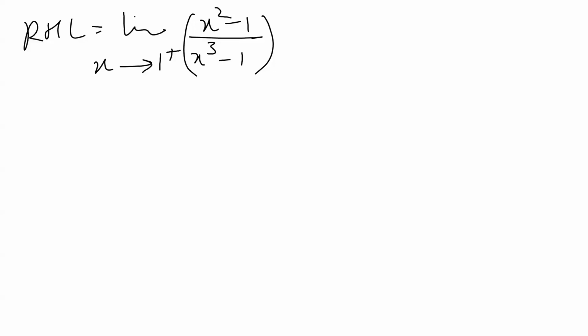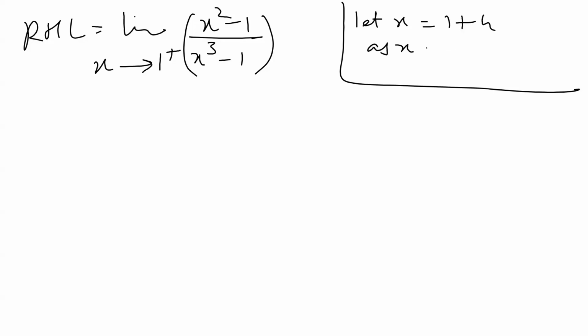RHL, limit x approaching 1 of (x square minus 1) upon (x cube minus 1). Let x be equal to 1 plus h as x approaches 1. By the way, this is greater than 1, but it doesn't really matter because the function is the same. So as x approaches 1, h will approach 0.